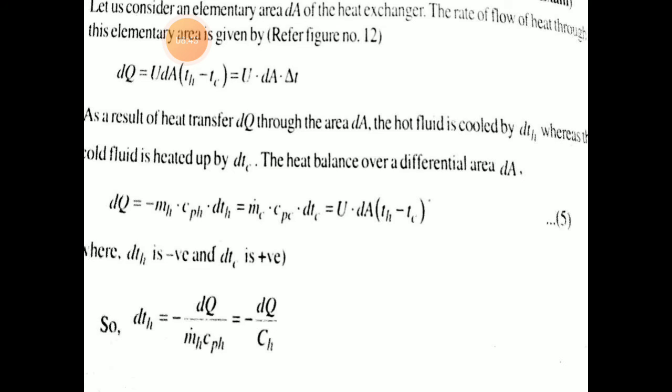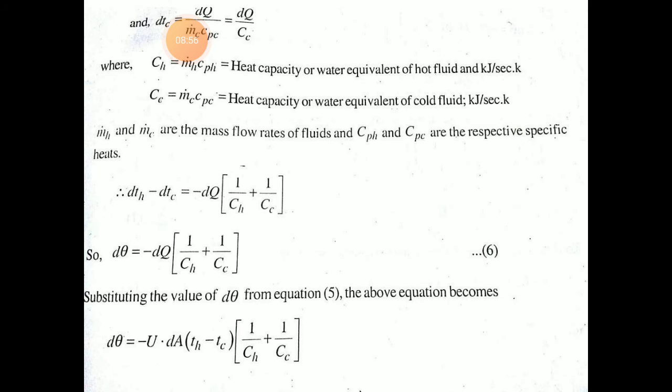So dTh is equal to, just rearranging equation number 5, dTh is equal to minus dQ upon mH CpH, that is equal to minus dQ upon CH, and dTc is equal to dQ upon Cc, where Cc is the heat capacity for the cold fluid and CH is the heat capacity for the hot fluid. Now dTh minus dTc is equal to minus dQ into bracket 1 upon CH plus 1 upon Cc.